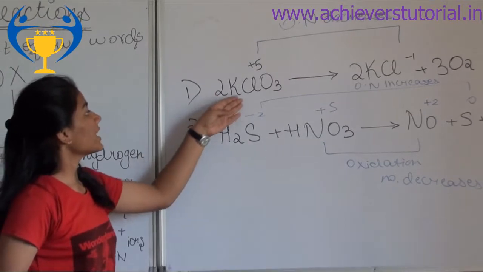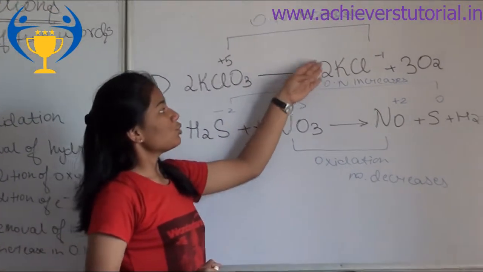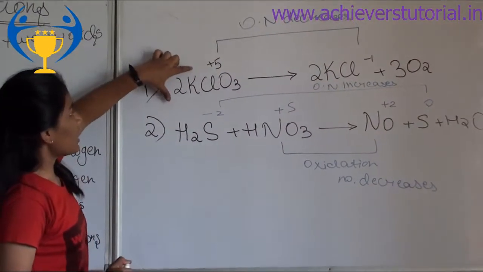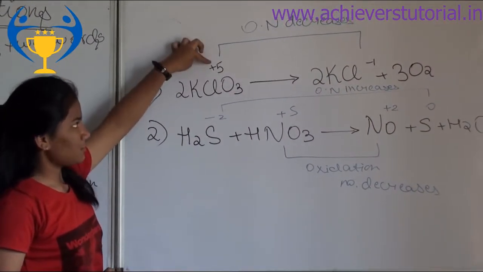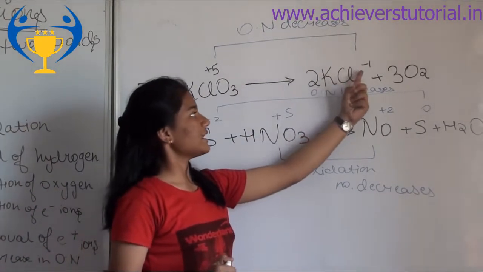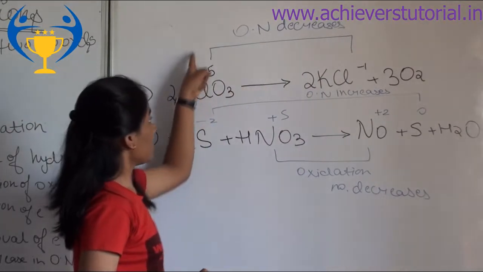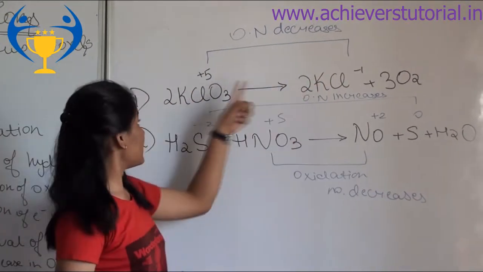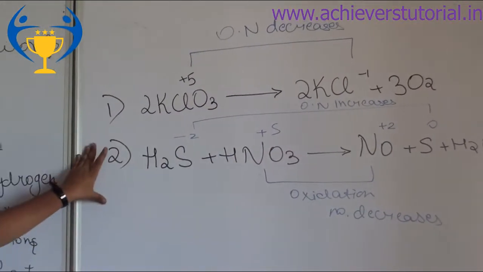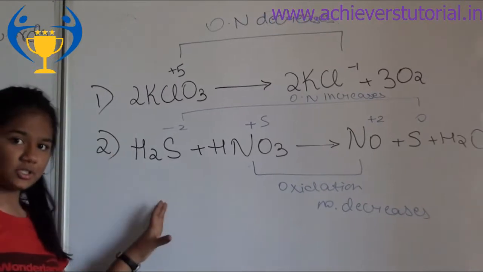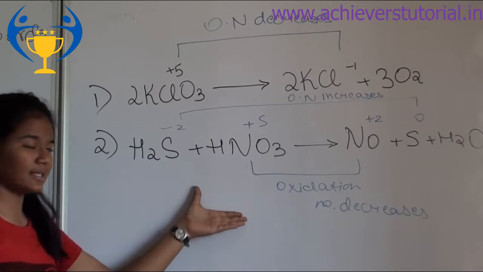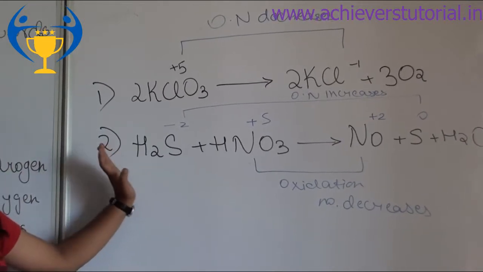First is 2KClO3 gives 2KCl and 3O2. Here the oxidation number of Cl is +5, but on the product side the oxidation number of Cl is -1. So here the reduction took place because there is a decrease in the oxidation number. But in the second example, it is oxidation and reduction. Both reactions are taking place simultaneously. So this reaction is known as a redox reaction.